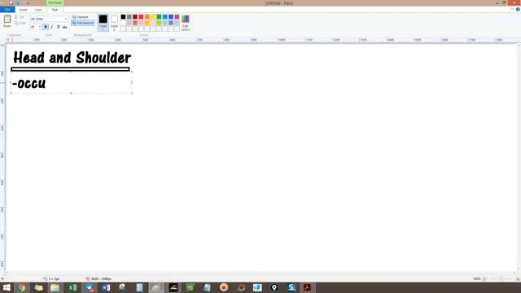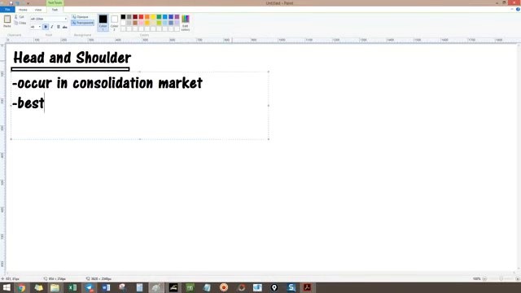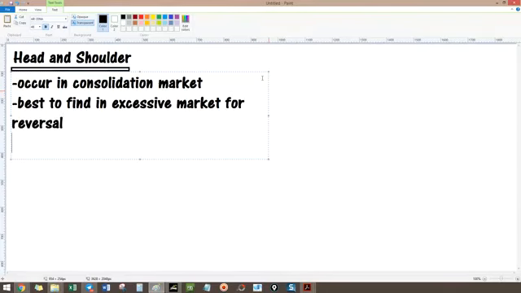So in consolidation market, it is best to find in excessive market or reversal, and in a participant market for continuation.